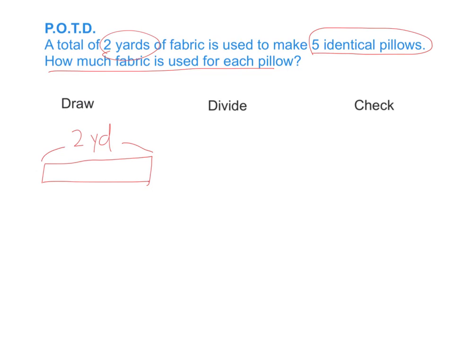Now, we have to divide that up into how many pieces? 5. So let's do that. 1, 2, 3, 4, 5 pieces. Now, as part of the drawing, I want us to write that 2 yards is equal to how many units? 5 units. Therefore, 1 unit is how much? 2/5. Good. So we want to make sure that we label our drawing 2/5 so that we know that each section is 2/5. Okay? Okay, now let's move on to the divide.